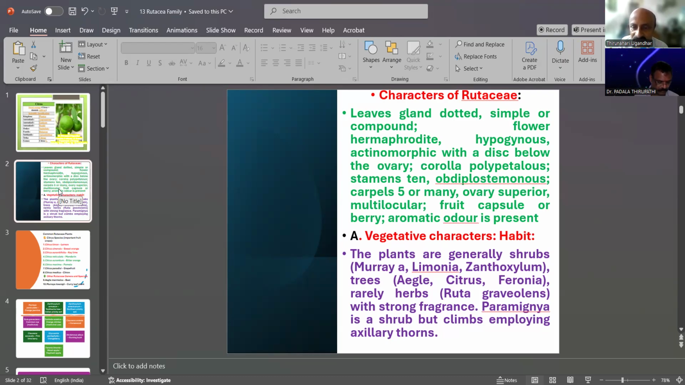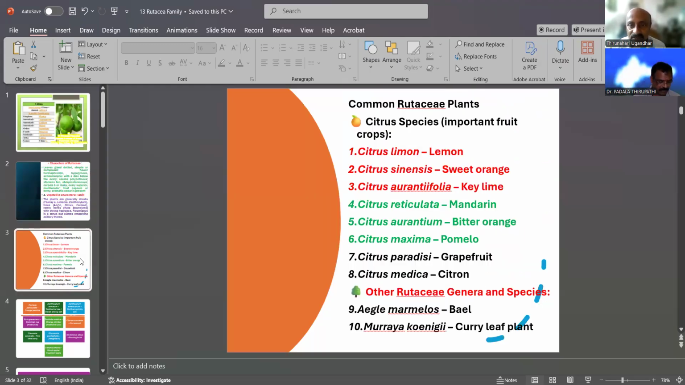The plants are generally shrubs, like Murraya koenigii, which is also an important leafy vegetable plant. Also Limonia, Zanthoxylum, trees like Aegle, Citrus, Feronia, and rarely herbs like Ruta graveolens with strong fragrance. Paramignya is a shrub, but climbing, with axillary thorns present. These are the common Rutaceae plants, of which the Citrus species are important crops.